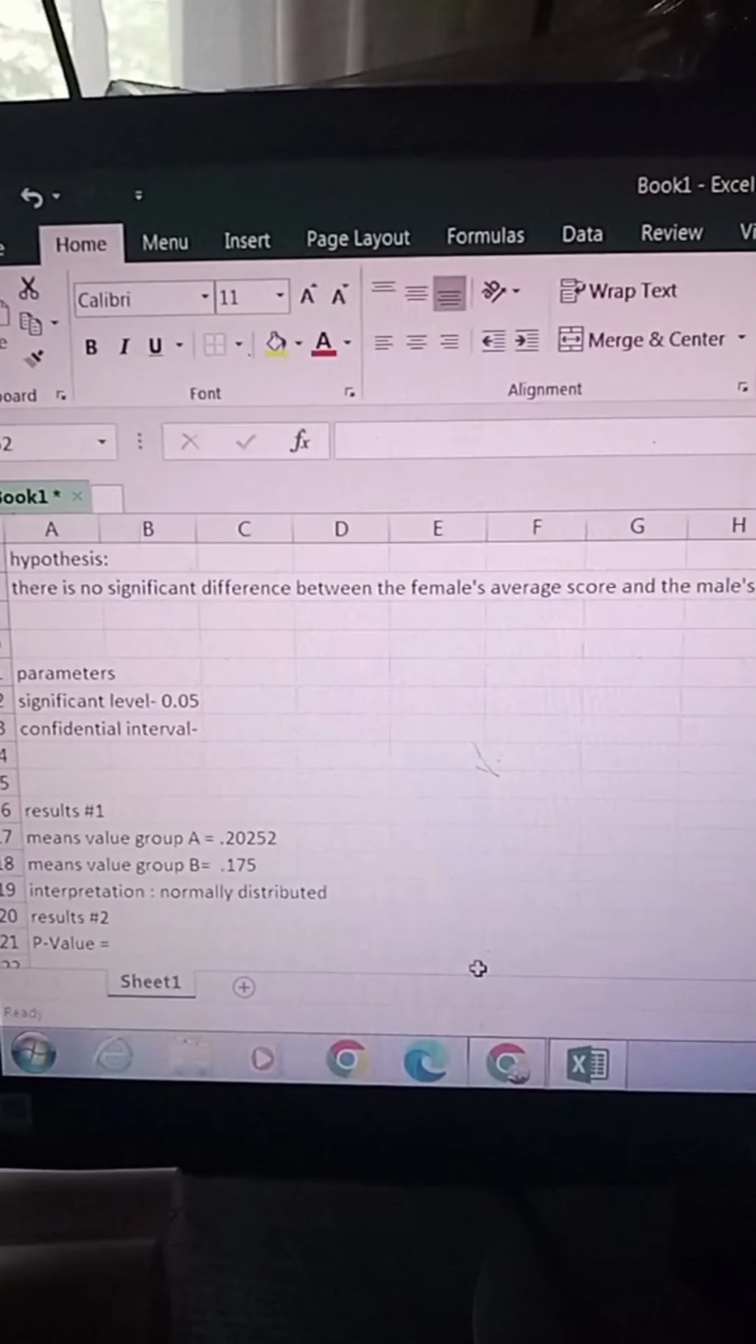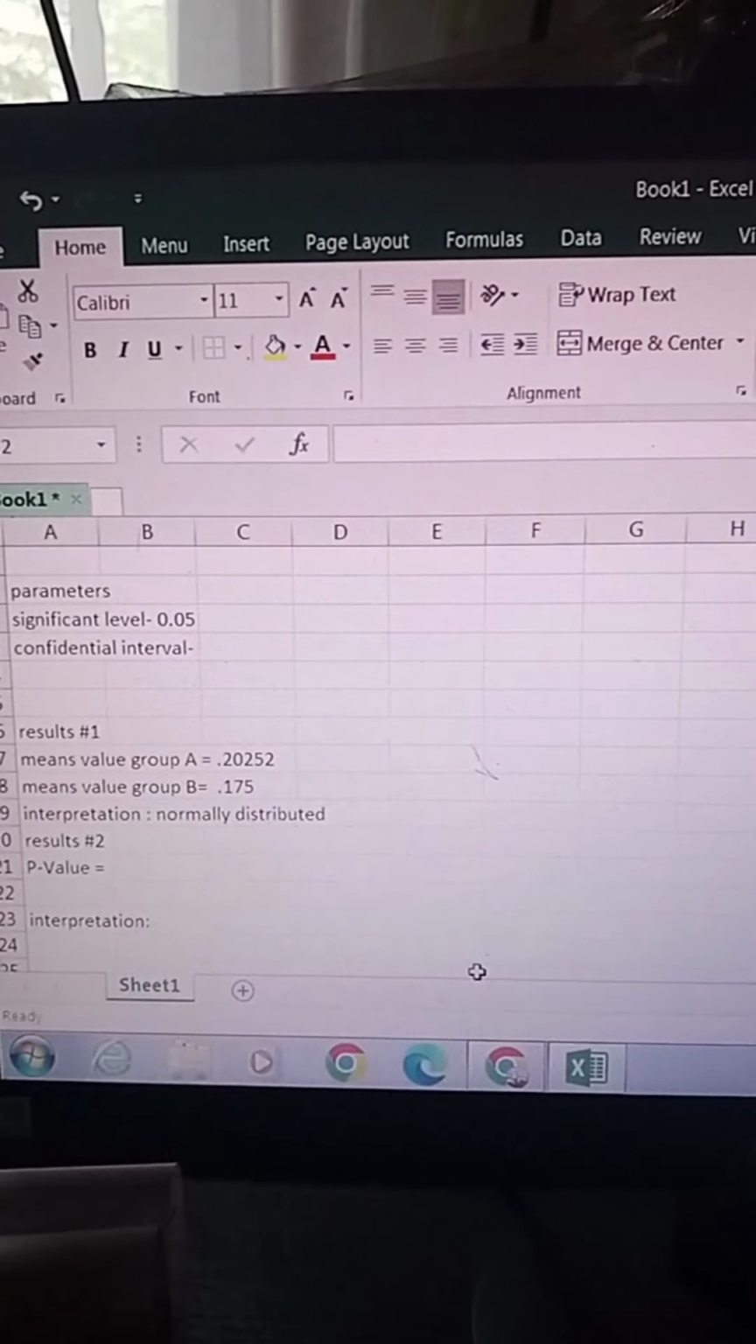Our hypothesis is in the null form. So our hypothesis is there is no significant difference between the female average score and the male's average score in the test. At ito pa ang ibang mga dapat nating sagutin mamaya.